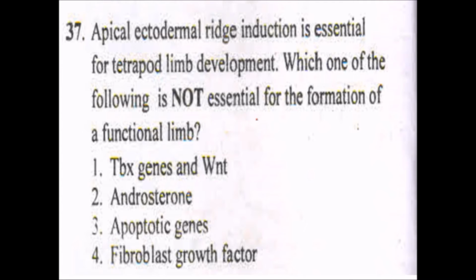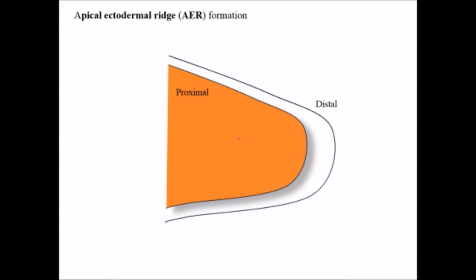Now, next question is: apical ectodermal ridge induction is essential for tetrapod limb development. Which one of the following is not essential for the formation of a functional limb? Actually, what happens? Apical ectodermal ridge formation is somewhat like that. This is the point where the limb formation has to take place. It is very specific, because if it were not specific, how would you look if the limb formation took place from some other part of your body?